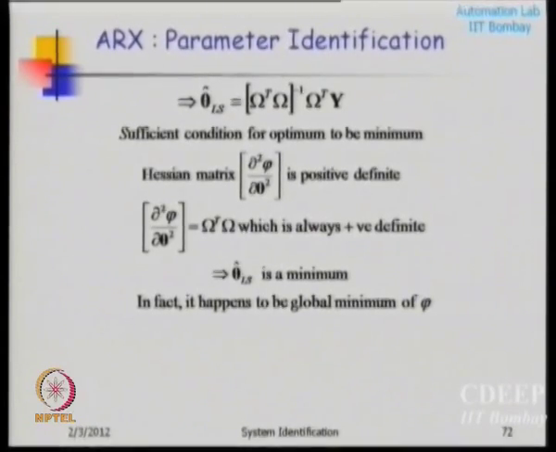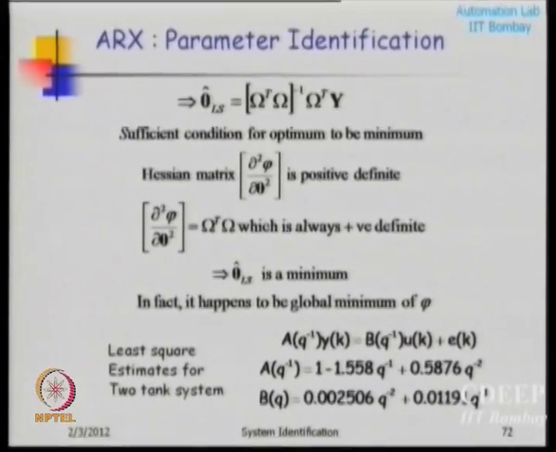If this matrix has rank equal to 4, in this particular case, it will always be positive definite. Think about it. Omega transpose omega will always be a positive definite matrix. Which means you have got the global minimum in this particular case. In fact, you reach the global minimum analytically. The ARX model, what we call the ARX model, is very, very easy to compute.